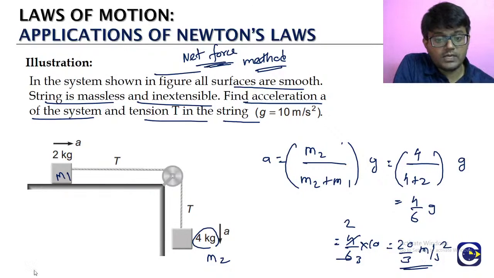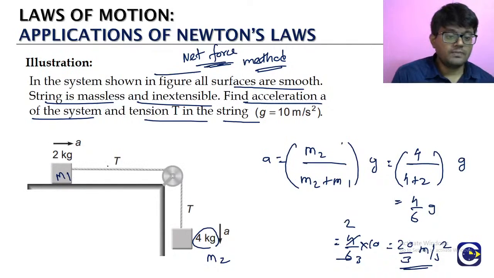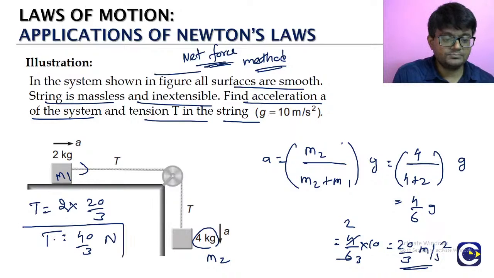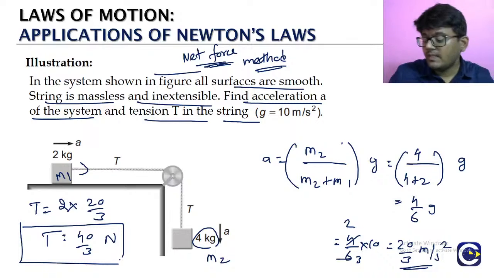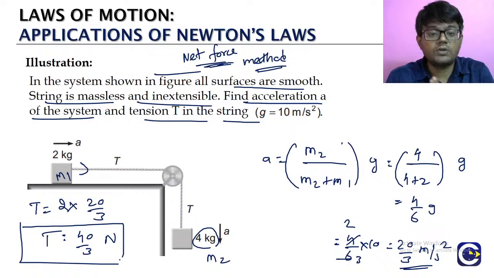Now it's not over, because they are also asking us what is the tension, right? Remember we have this equation, so we'll go back and see that. T is equal to m1 into A. So for the 2 kg block, T is equal to the mass, which is 2, into A. A is 20 by 3. That is equal to 40 by 3 newtons. That's it. So the tension force is 40 by 3 newtons. Is it clear? This is how we approach this kind of arrangement.